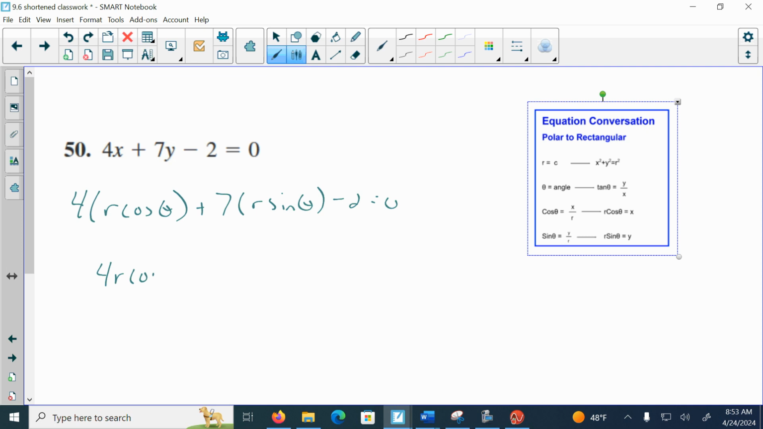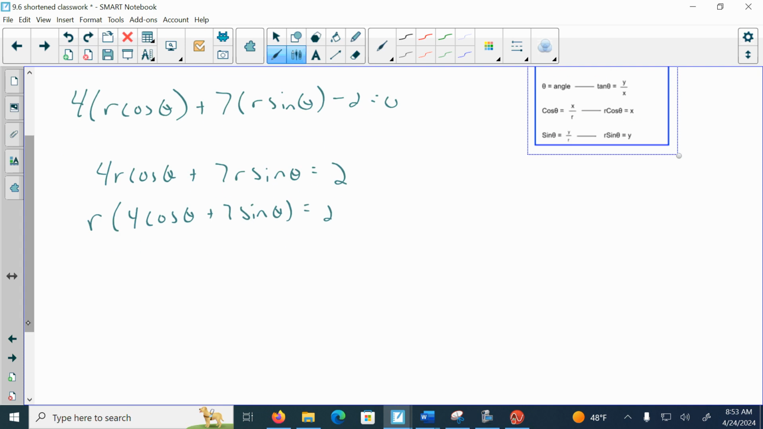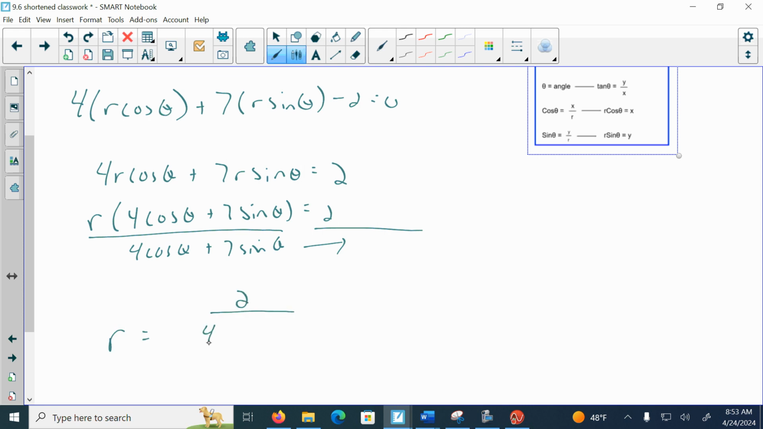4r cosine theta plus 7r sine theta is equal to 2, I'm going to put the 2 onto the other side. I'm going to factor out an r and make this 4 cosine theta plus 7 sine theta equal to 2. Now I'm going to solve for r, so I'm going to divide both sides by this 4 cosine theta plus 7 sine theta. So r is equal to 2 over 4 cosine theta plus 7 sine theta.